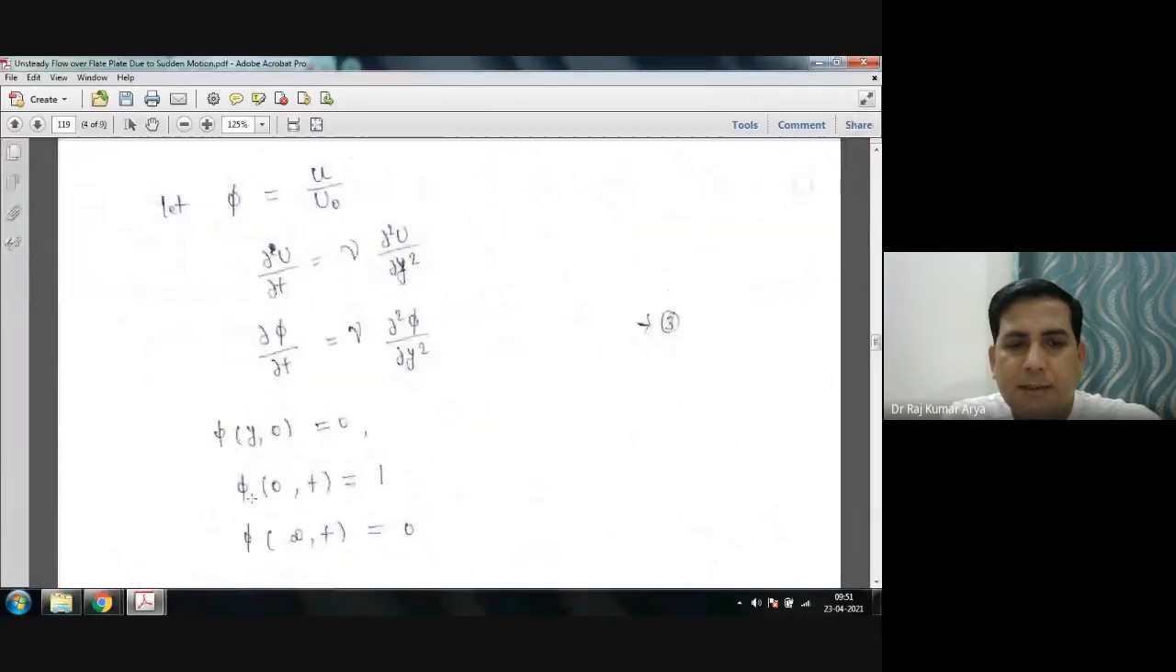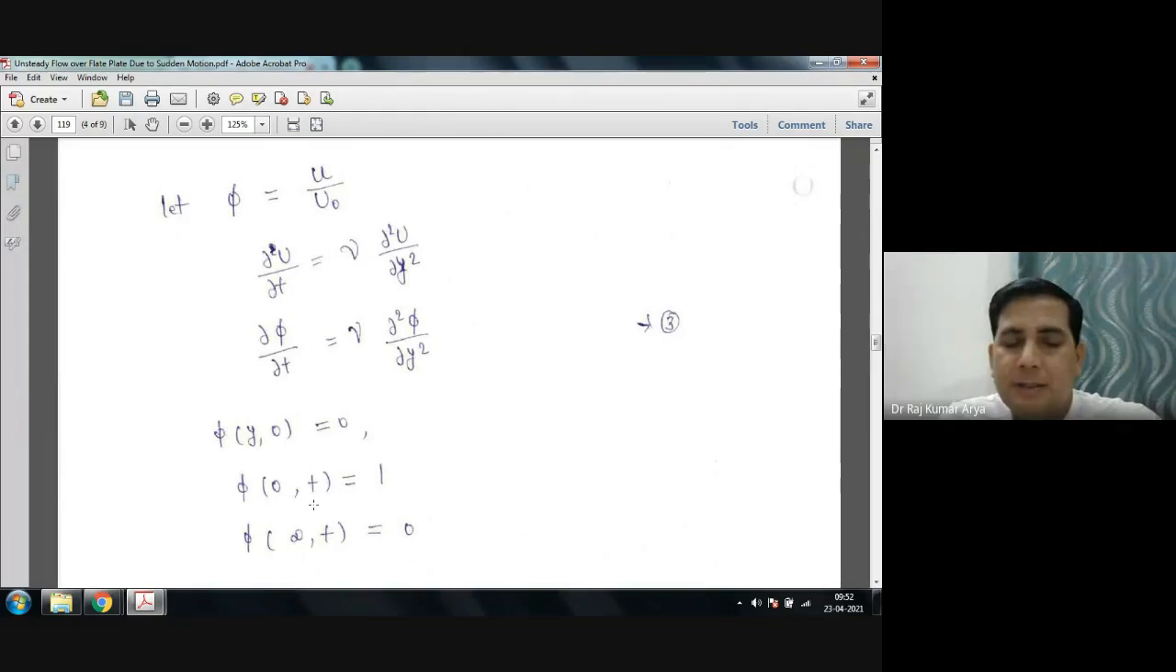So this is your phi at y equal to 0. Your velocity u would be u naught. So this will cancel, and you will get 1 here. This would be the condition for all time t, as long as t is greater than or equal to 0.